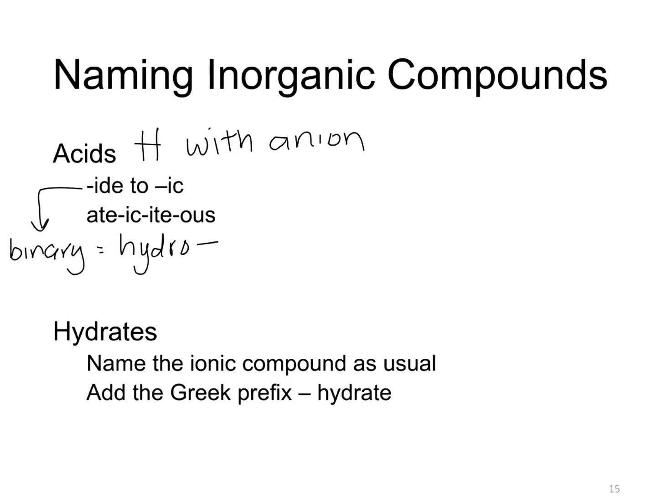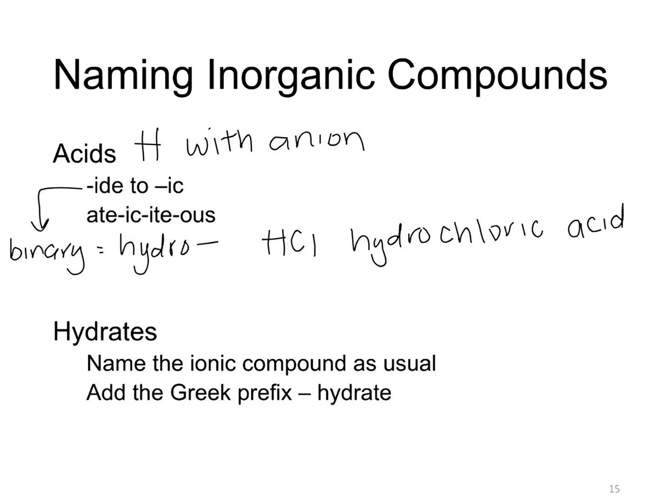So for instance, if we're looking at HCl, that's binary because it's hydrogen and chlorine. So we would start with hydro. Normally we would say that that's chloride, so it's going to become chloric. And then we just add the word acid at the end. So HCl is hydrochloric acid.